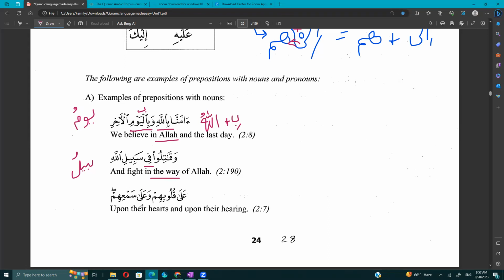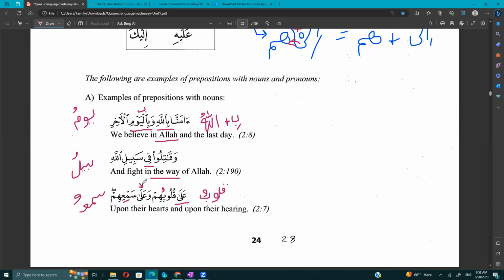Ala qulubihim wa ala sam'ihim. Wa ala, ala, upon. What is happening because of ala? What was it? It was qulubuhum. It was qulubu, but it became qulubi. And you have to look at the last letter, okay? Qulubuhum was there, it became qulubihim. Wa ala sam'ihim. It was sam'uhum. It was sam'u, and it became sam'i because of the word ala.